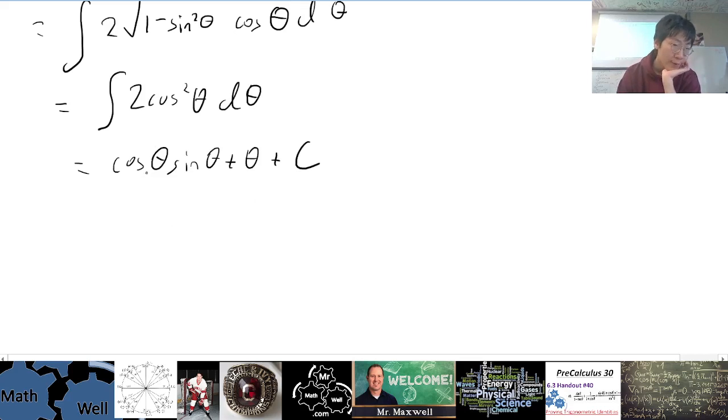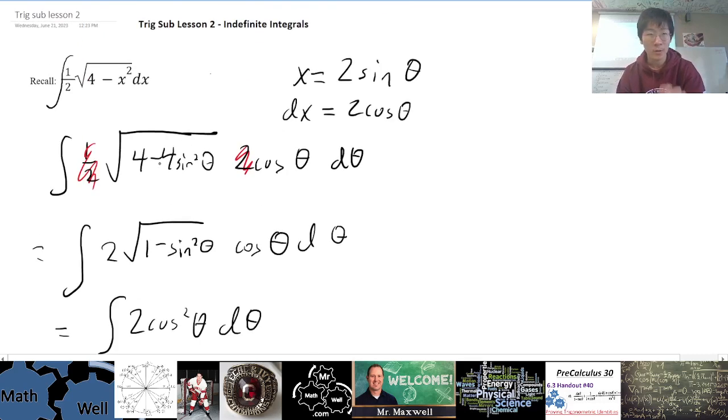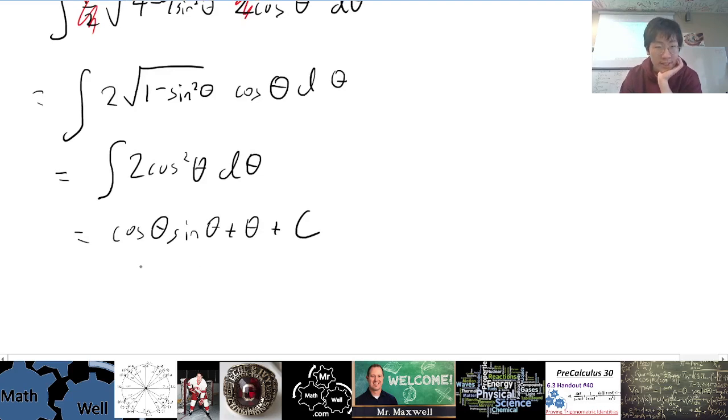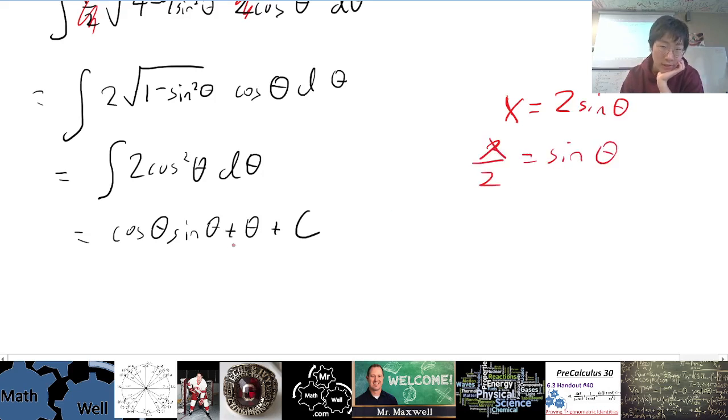But if we're doing indefinite integrals, we can't just leave this in terms of theta. Let's remember that our original question is in terms of x, right? So how do we get cos theta sine theta plus c back into x forms? Well, let's first remember the substitution we made was x equals 2 sine theta. If we quickly rearrange that, we get x over 2 equals sine theta. So we can immediately plug that in there. That's nice. We got sine theta.